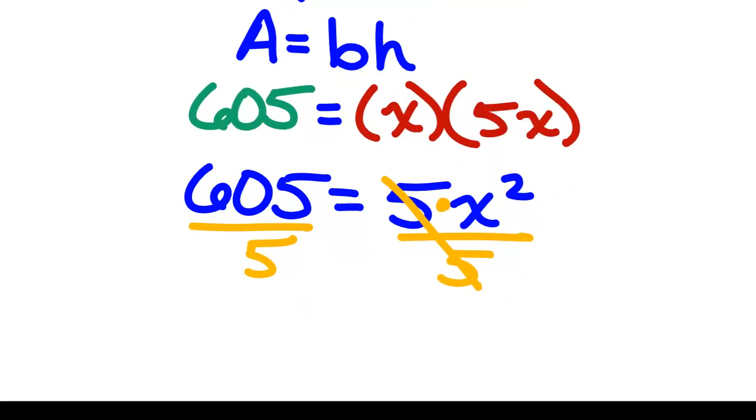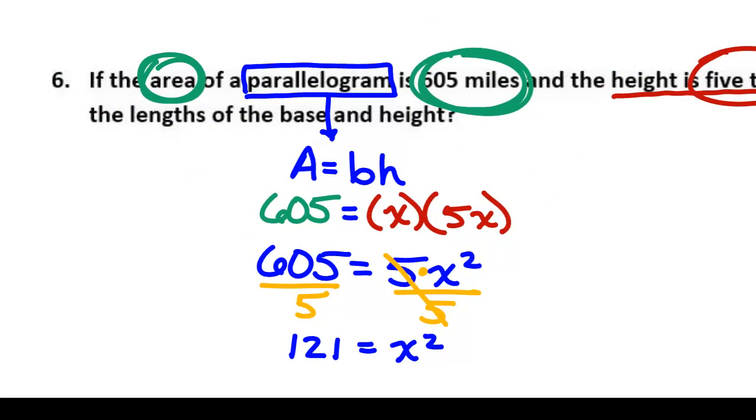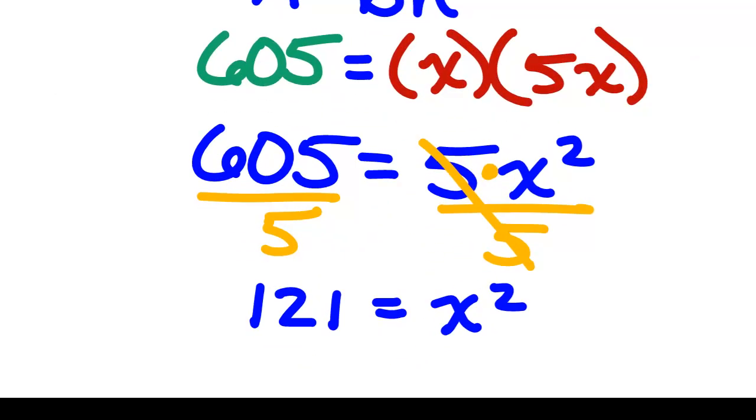And 605 divided by 5 is 121. So I have 121 equals x squared. What do I need to do now? Square root. If you do it to one side, you do it to the other side.